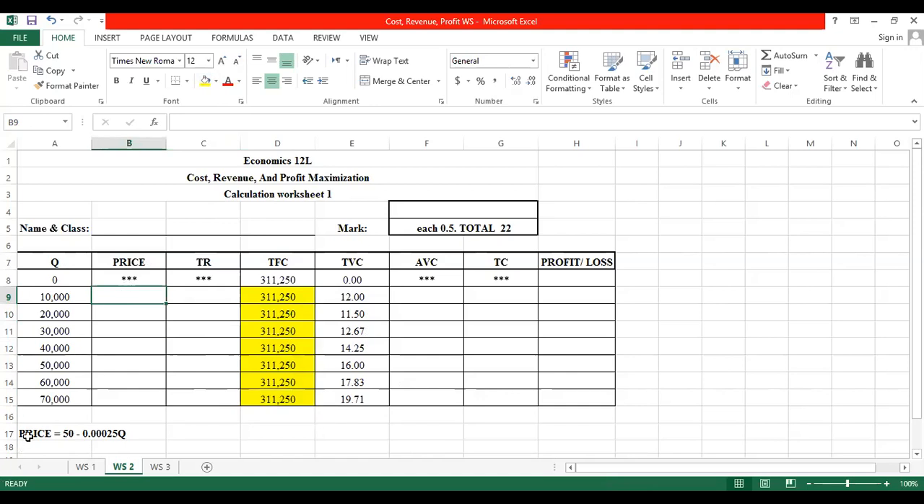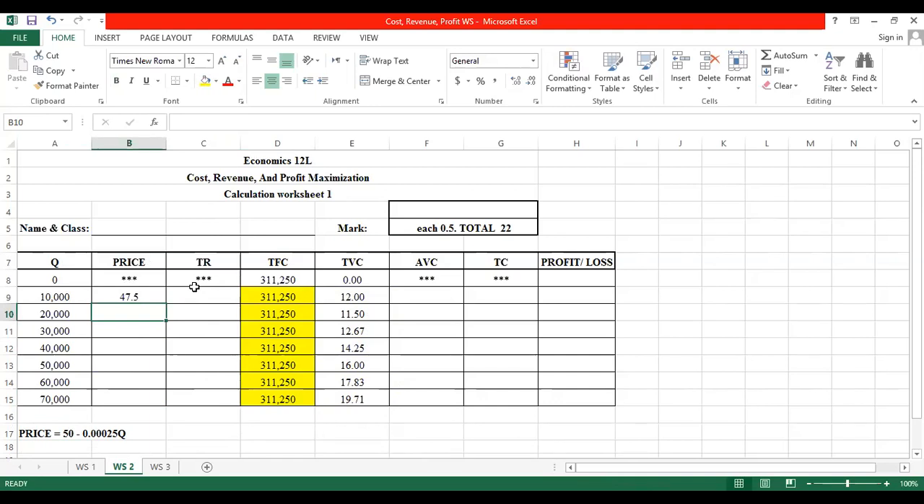Price is given, the formula is given to you. What do you do? You press enter, 50 minus 0.00025 times your quantity. My quantity here is 10,000. Enter. So my first price is 47.5.